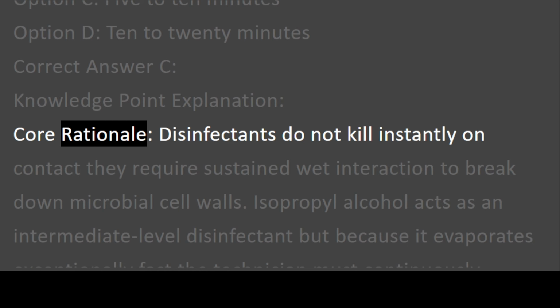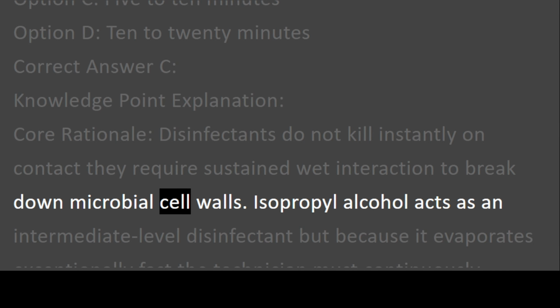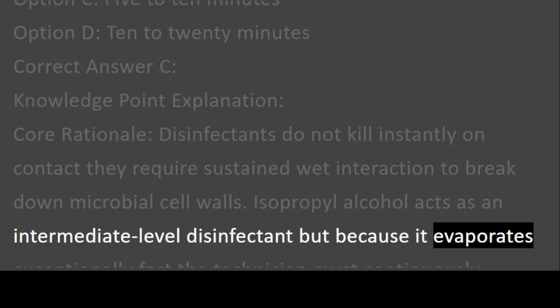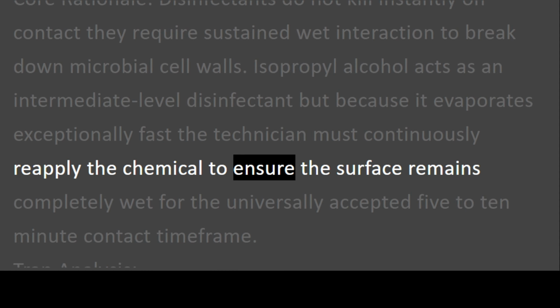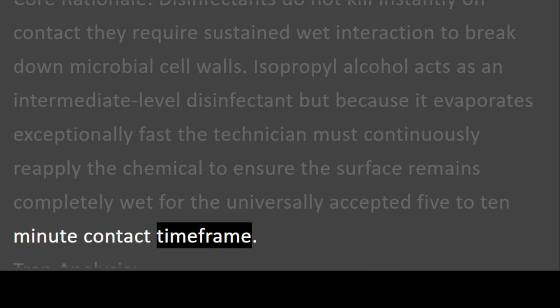Core rationale. Disinfectants do not kill instantly on contact. They require sustained wet interaction to break down microbial cell walls. Isopropyl alcohol acts as an intermediate level disinfectant, but because it evaporates exceptionally fast, the technician must continuously reapply the chemical to ensure the surface remains completely wet for the universally accepted 5 to 10 minute contact time frame.